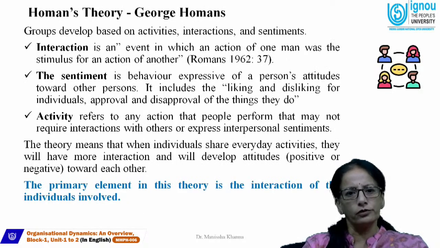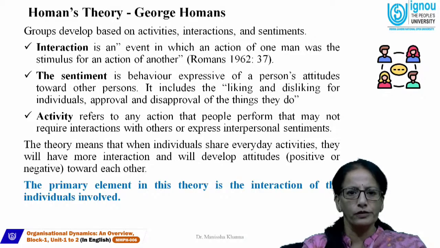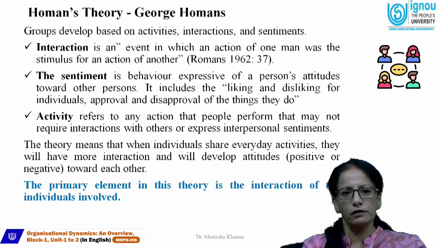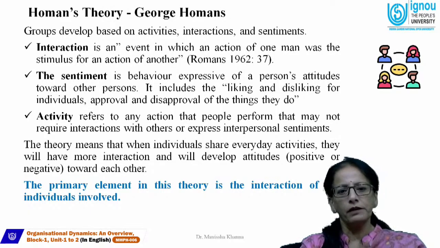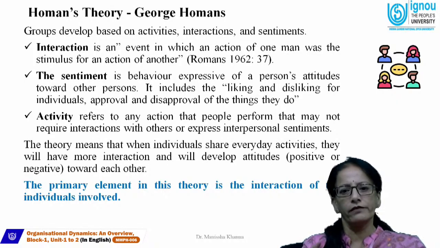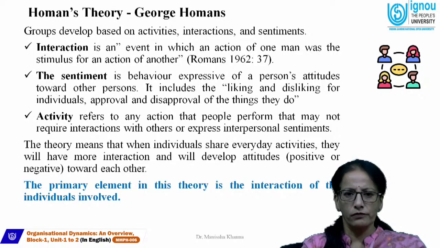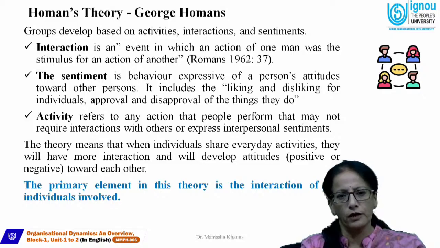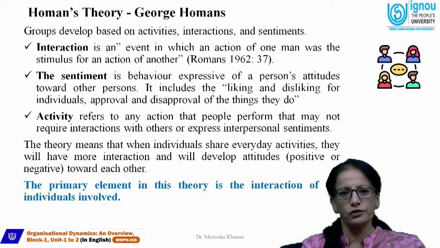The second is Homans theory, which is given by George Homans. Homans theory is basically based on interaction, sentiment and activity. The primary element of this theory is the interaction of the individuals who are involved. This theory means that individuals share everyday activity on the basis of what they are doing, what event or action they are getting into, and how they will be responding to that. Their behavior is very expressive of personal attitudes towards the other person.